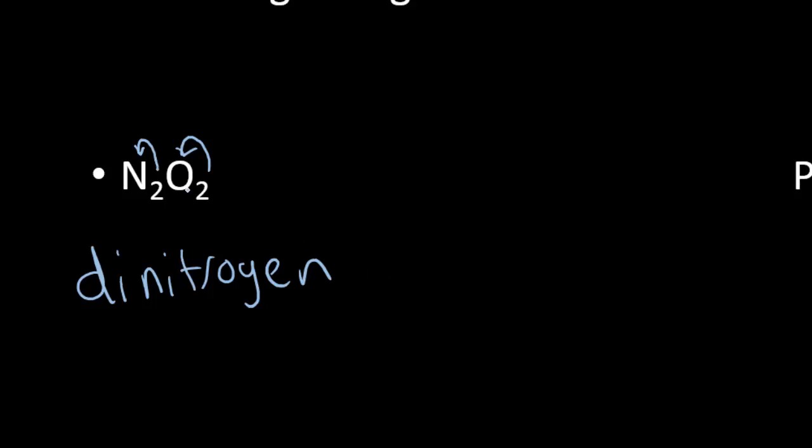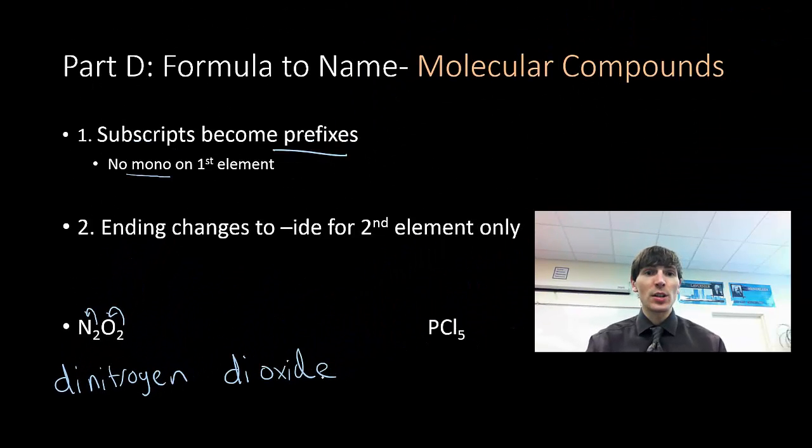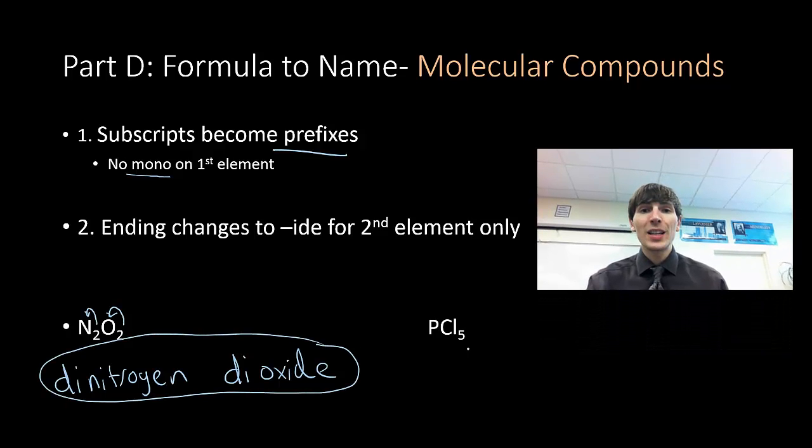The second thing we need to do is name the second element involved, and we're going to use our prefixes also, but we're going to change the ending to IDE. So there are two oxygens, so I'm going to use that same prefix di again, but we're talking about oxygen, diox, but we need to change the ending to IDE. So we're going to throw out the gen part and just call it dioxide. Dinitrogen dioxide. And we only need to change the ending for the second element. There we go. I'm going to do one more for you, PCl5.